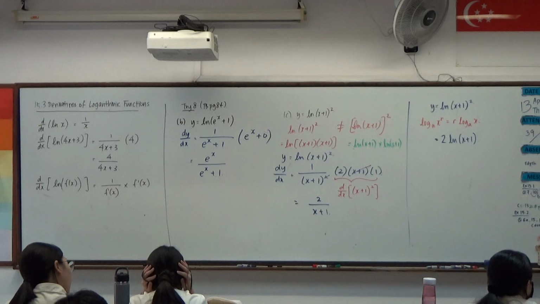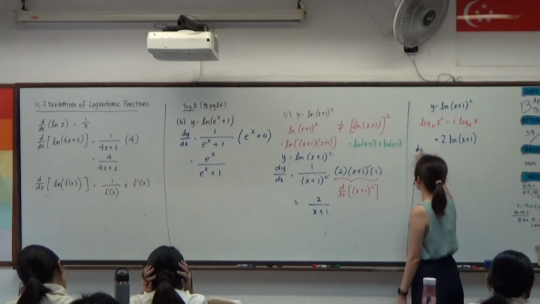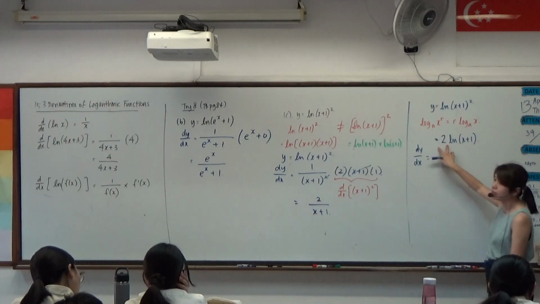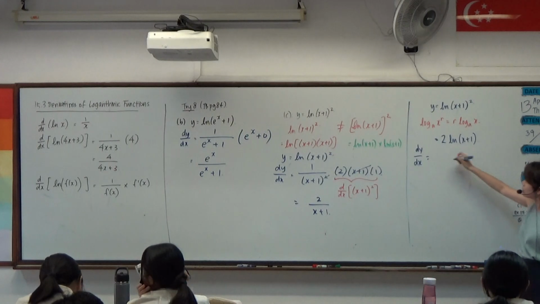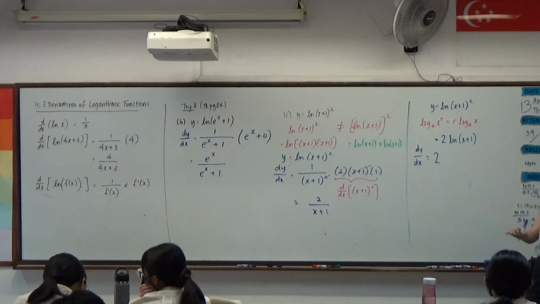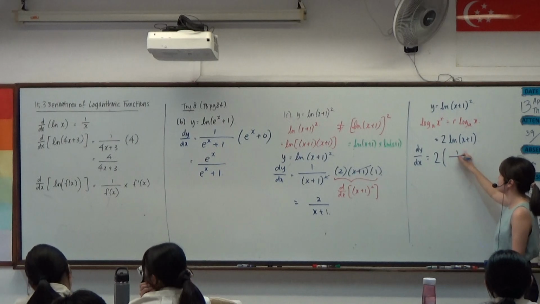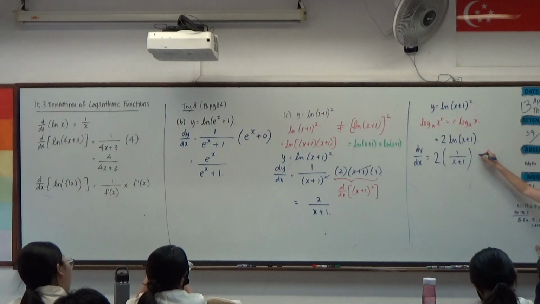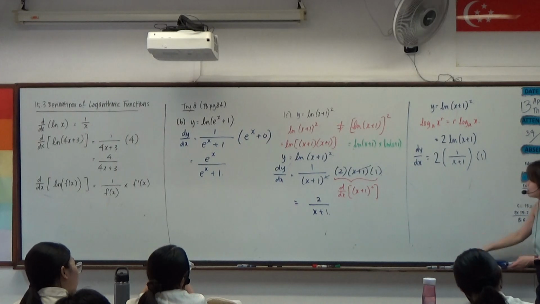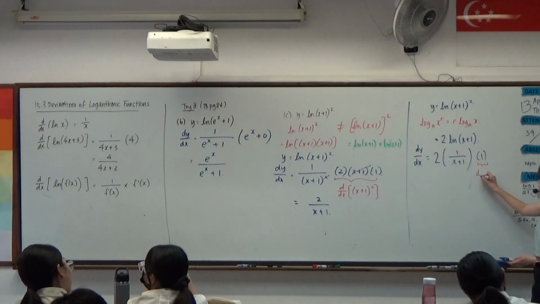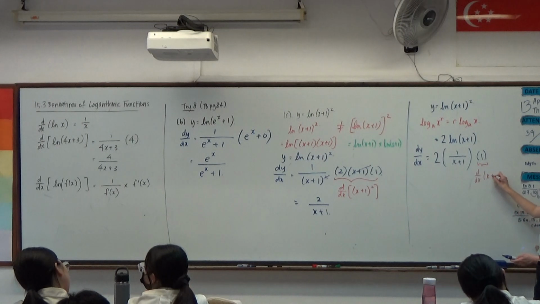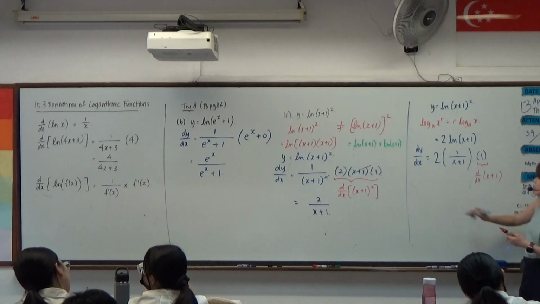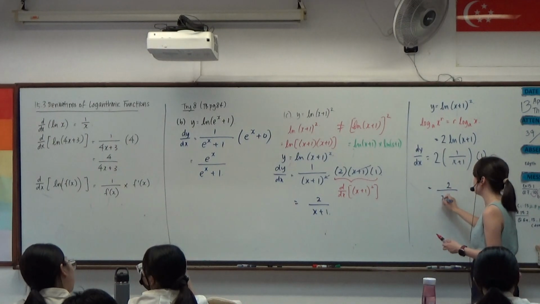Okay? Then it is just a constant number multiplying your logarithm. I will keep my constant number there. Differentiate my logarithm, that is 1 over x plus 1. Differentiating x plus 1 is just 1. So this is your derivative of x plus 1. And then it simplifies to 2 over x plus 1.